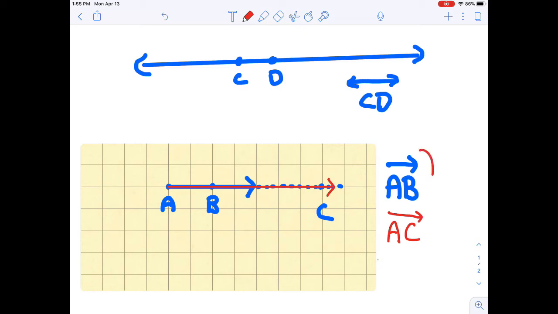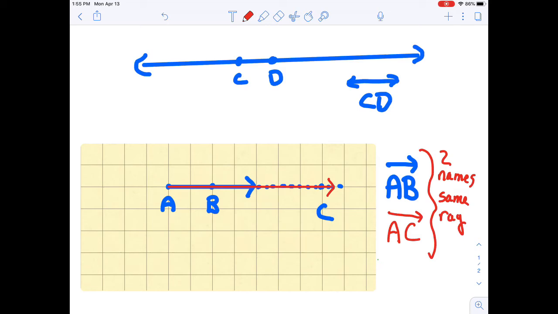I have two names for the same ray. So this is confusing to students because they think if you have two different letters, it must be two different rays. In this case, they're the same ray because they both extend forever.